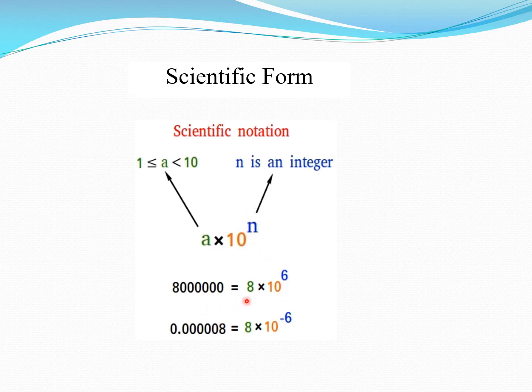So here are two simple examples. Here we have 8 million, 8 by 10 to the power of 6: 8 multiplied by 10, 6 times. And here we have 0.000008. Again, that's 8 divided by a million, which is 8 by 10 to the minus 6. So you can view the negative power as dividing by 10. That's another way to view the negative power. So it's 8 divided by 10, 6 times in this case.